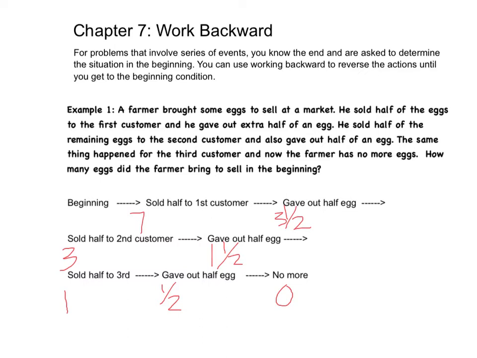And then he gave out half an egg from that 3.5. So you subtract. Then he was left with 3 eggs. And then he sold half of the remaining 3 eggs to the second customer.